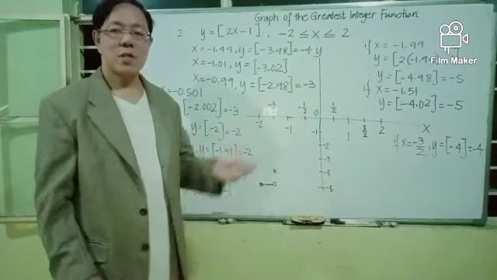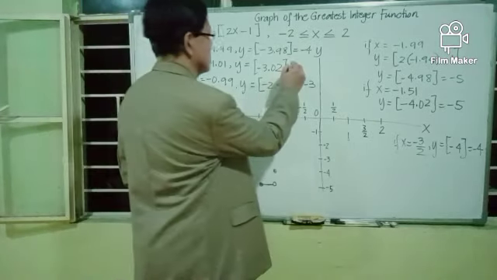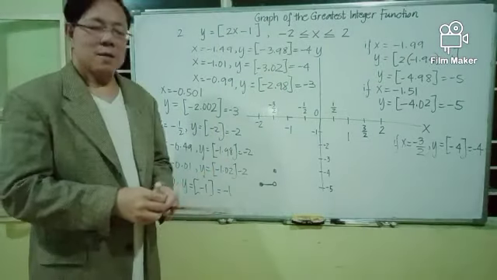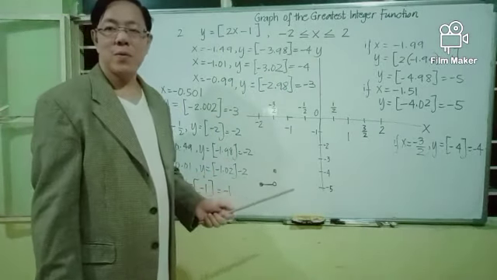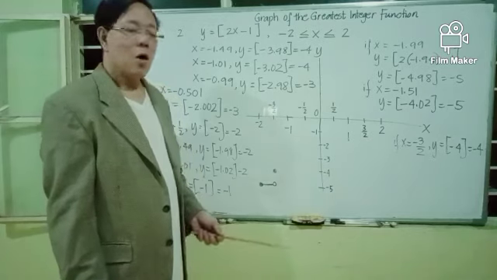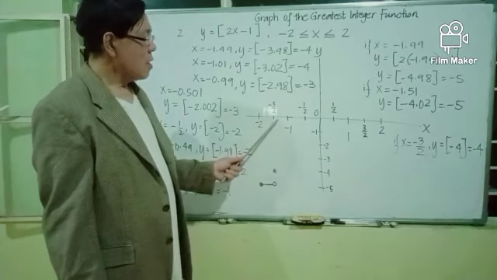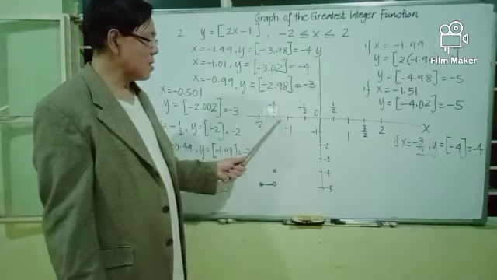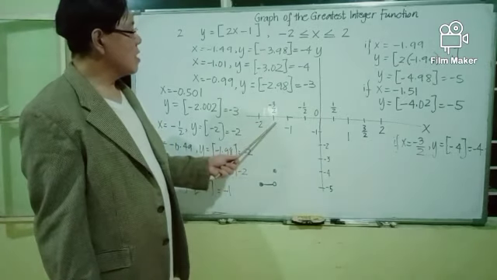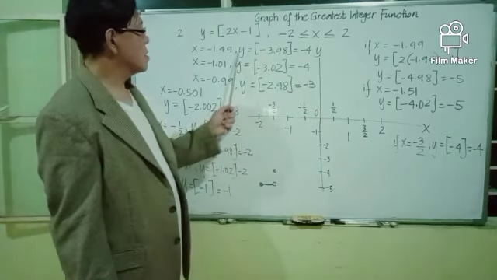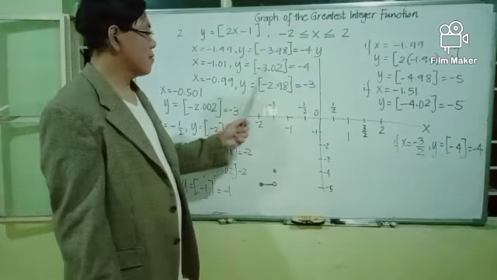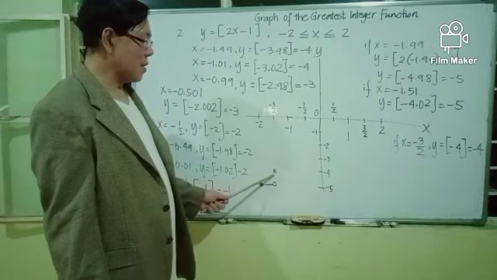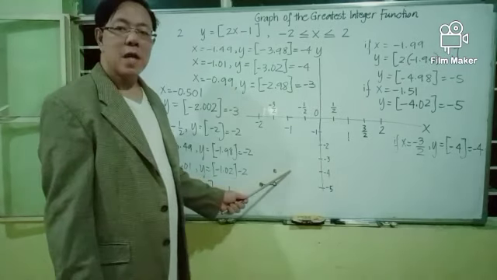And that integer is negative 4. And if you want to test all the real numbers that are greater than negative 3 over 2 but less than negative 1, the value of y is negative 4. And that is represented by a horizontal line from this point up to negative 1.